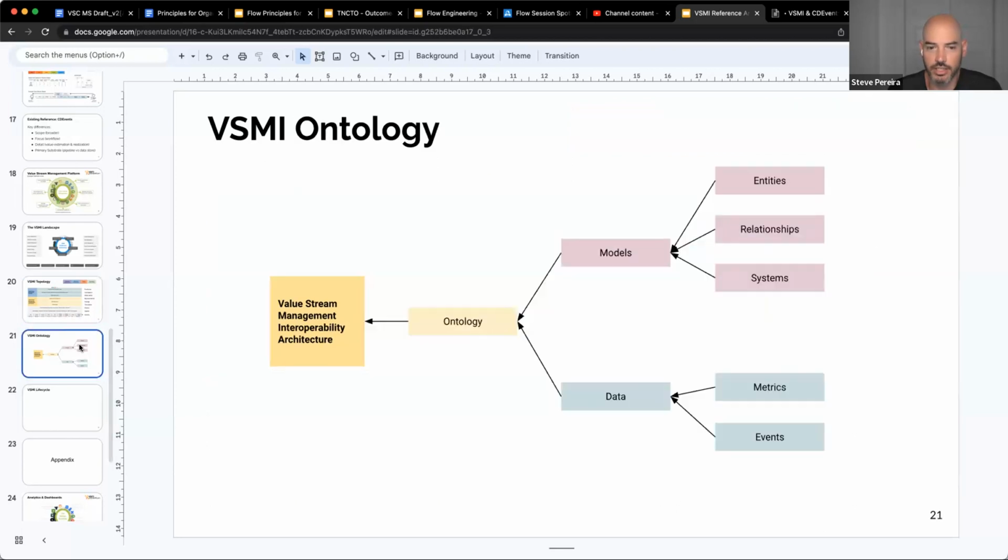On the ontology side, this is a fairly simple representation, but I basically just took inspiration from, I don't know if you folks have heard of Palantir. They've done a bunch of work on ontology. They're kind of trying to create this master data model of a business. I was pointed to it by another member of the VSMI working group. It essentially just splits the world into models and data, but I think that maps well to what we're aiming to represent.